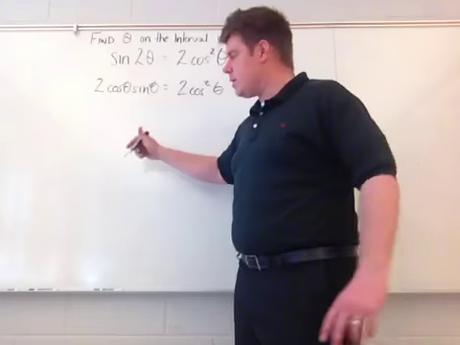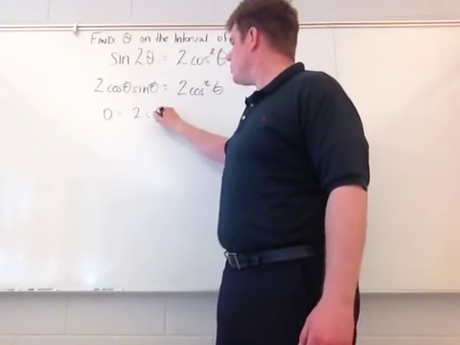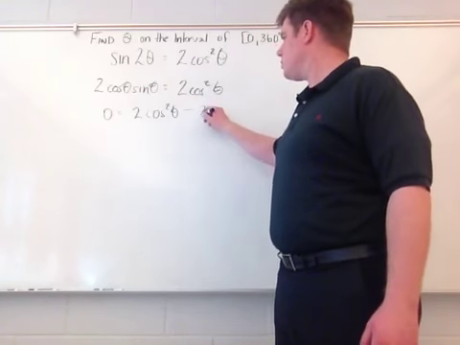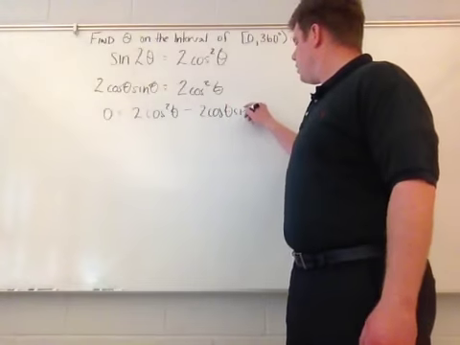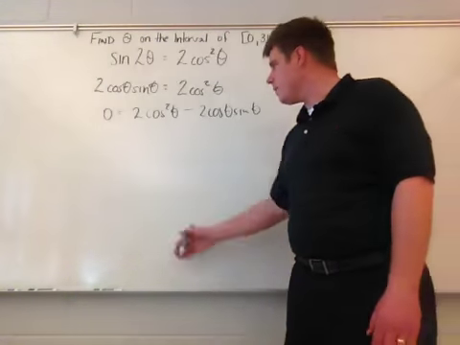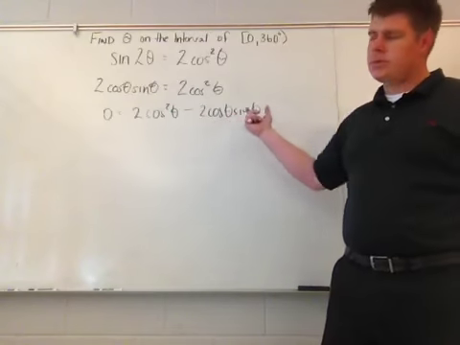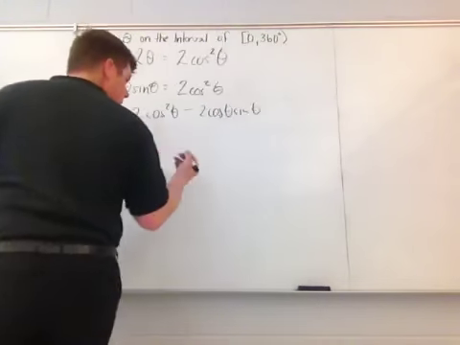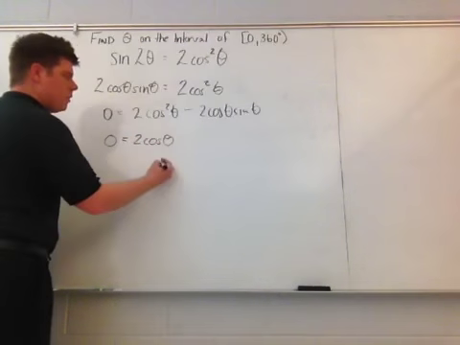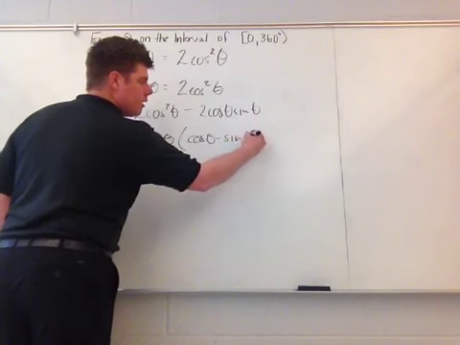So I would subtract from both sides, and I get 0 is equivalent to 2 cosine squared theta minus 2 cosine theta sine theta. So this one's going to have a little bit of an alternate ending. So here we go. I notice they both have factors of 2 and a cosine, so I'm going to factor that out. So I get 0 is equivalent to 2 times cosine theta times the quantity cosine theta minus sine theta.